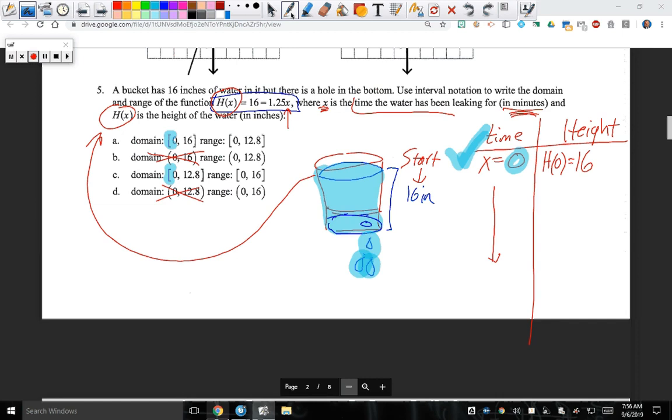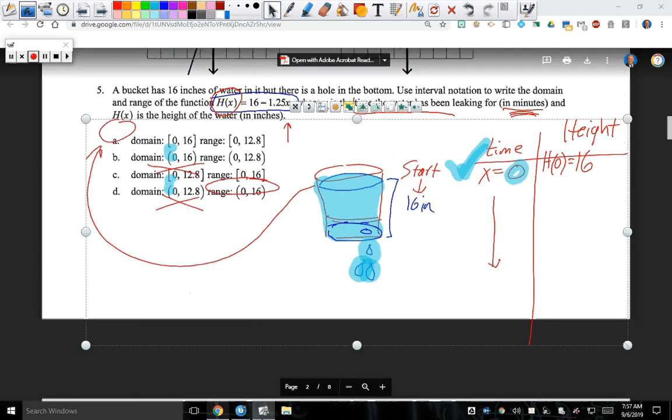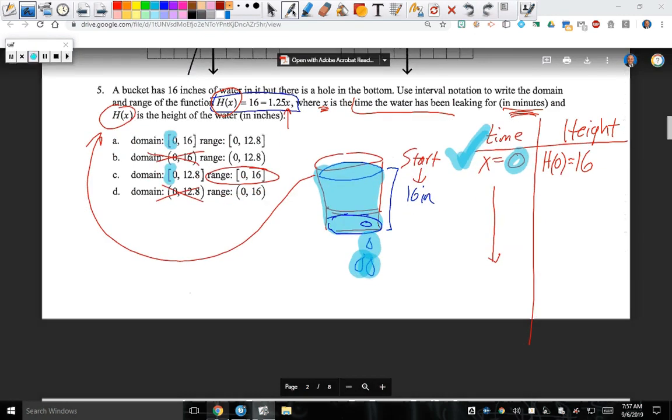So the other piece that we're going to look at is the range. Okay, and the range will be from 0 to 16, but not necessarily in that order. Obviously from this you see that from the bucket it's going to start at 16, but then it will end up decreasing and so on and so forth, until you don't have a height as far as water being left. So that's what would get you to that 0. So C would be the correct answer.